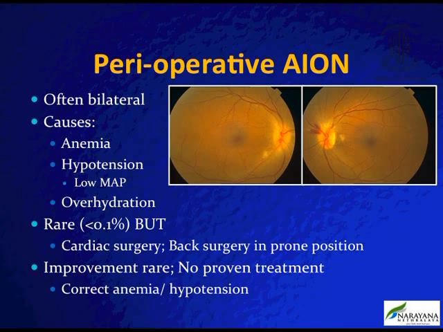Now coming to the second thing, which is perioperative AION. This is usually bilateral. Commonest causes being anemia, hypotension and overhydration. Though it's rare, less than 0.1%, we see that a lot of patients undergoing cardiac surgery, back surgery usually have developed perioperative AION. Improvement is rare, but you need to correct the factors.